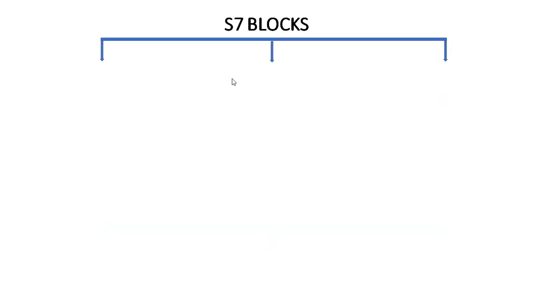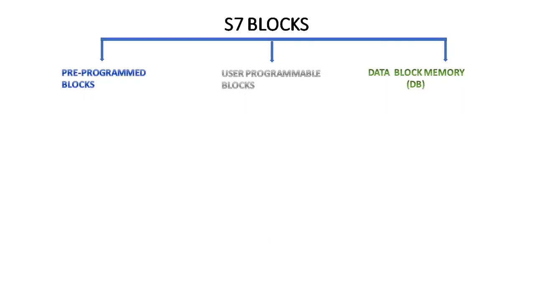So today we are going to discuss S7 blocks. In Siemens programming, blocks and other blocks are divided into three different parts. These blocks are called S7 blocks. Here you can see we have pre-programmed blocks, user programmable blocks, and data block memory.